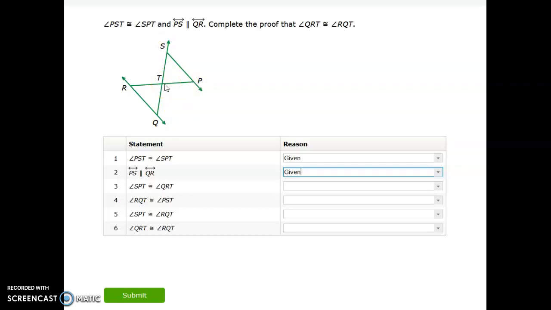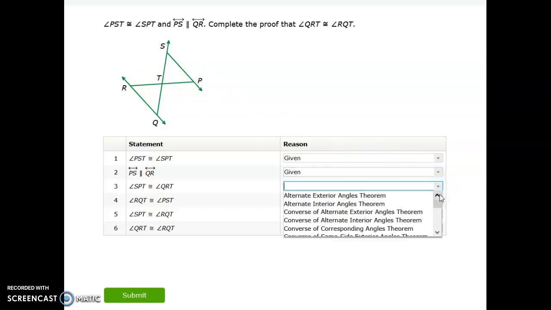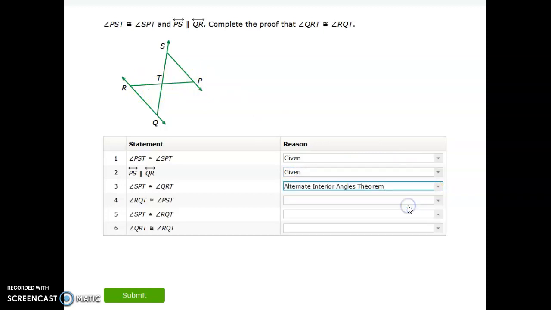SPT and QRT. Okay, SPT and QRT are both on the inside of those parallel lines, so this is an interior, but they're on alternate sides of this transversal. So this is going to be alternate interior. Alternate interior angles theorem. Let's look at the next one.